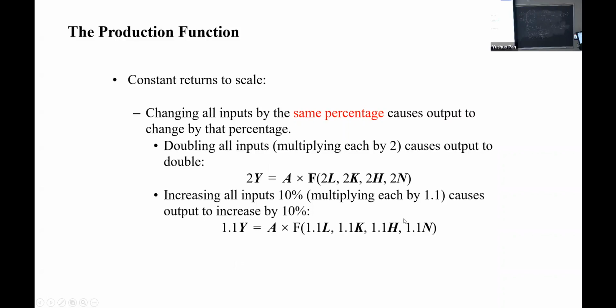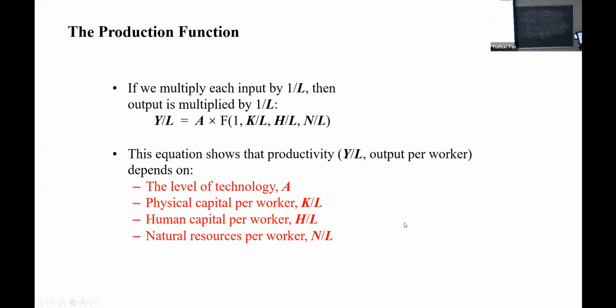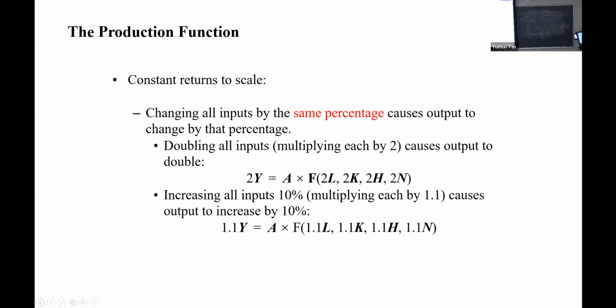Since we already know that the production function has constant returns to scale, what can we do here? Let's go to the next slide. I'm going to write it on the blackboard. A times F of L, K, H, and N. This is constant returns to scale. So if we divide every input by L, by the labor. So K divided by L, H divided by L, N divided by L.